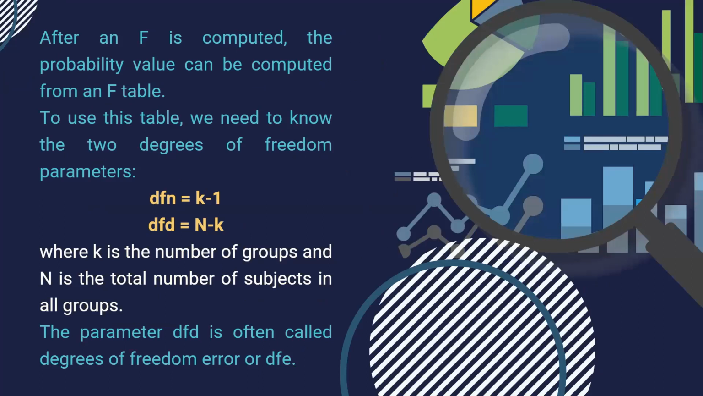After an F is computed, the probability value can be computed from an F table. To use this table, we need to know two degrees of freedom. First is the degree of freedom for the numerator, which is equal to k minus 1. And second is the degree of freedom for the denominator, which is equal to n minus k, where k is the number of groups and n is the total number of subjects in all groups. The degree of freedom for the denominator is often called degree of freedom error or DFE.